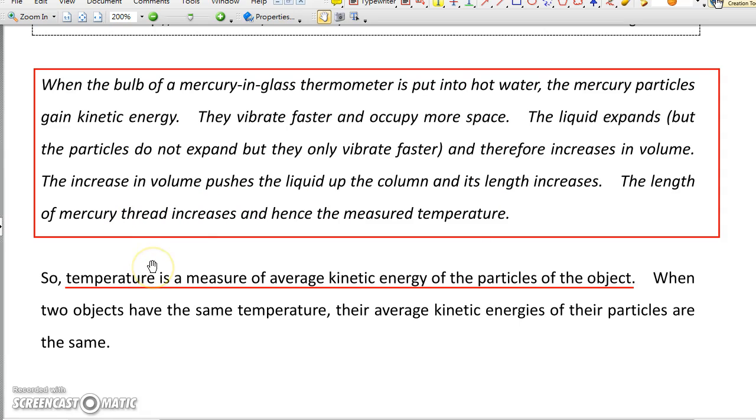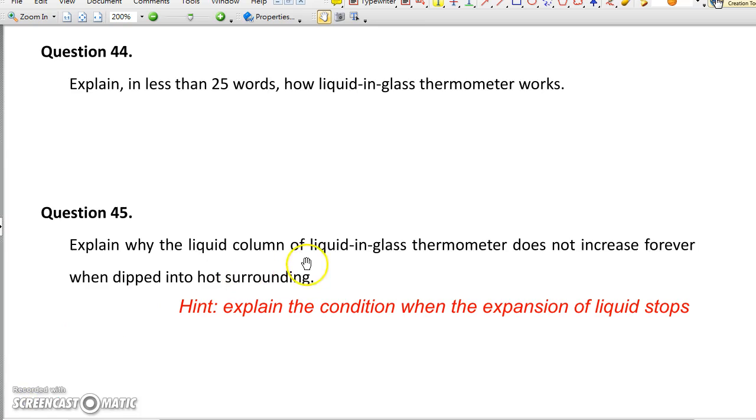You see that temperature is a measure of the average kinetic energy of particles. If the particles vibrate faster, then the liquid expands more, and the temperature will be higher. So why does the liquid column of a liquid-in-glass thermometer not increase forever?